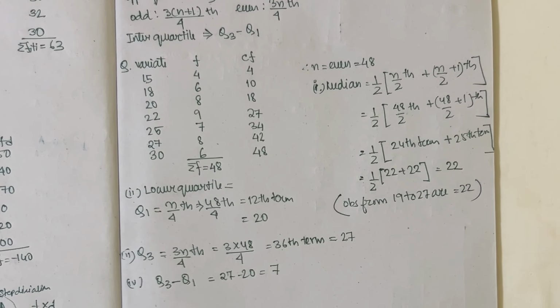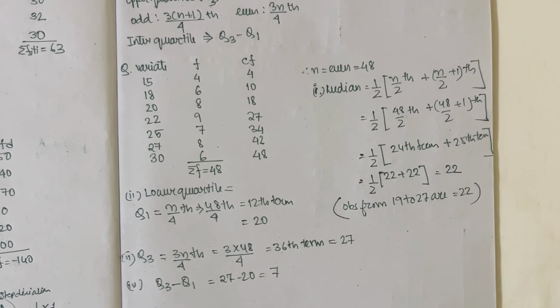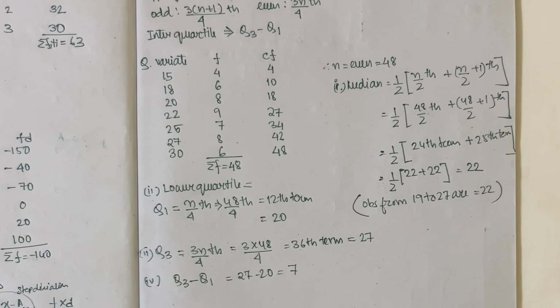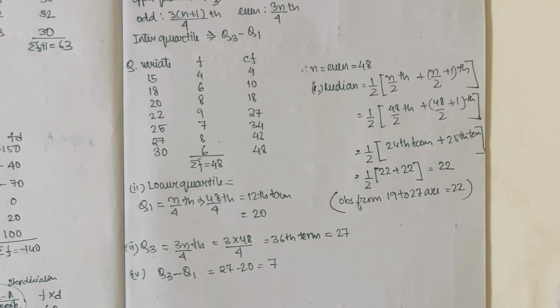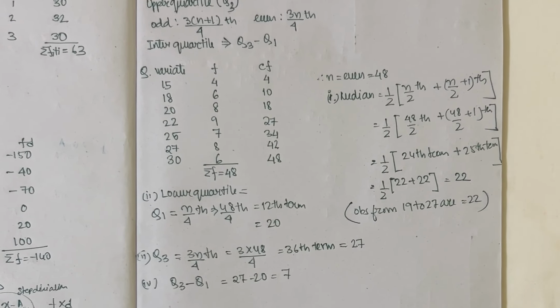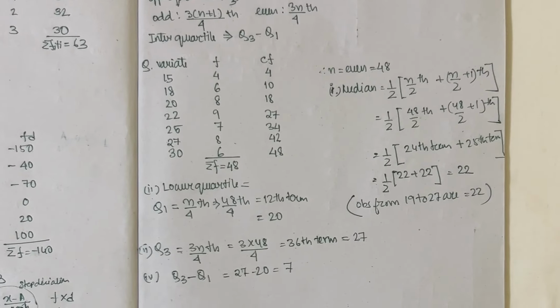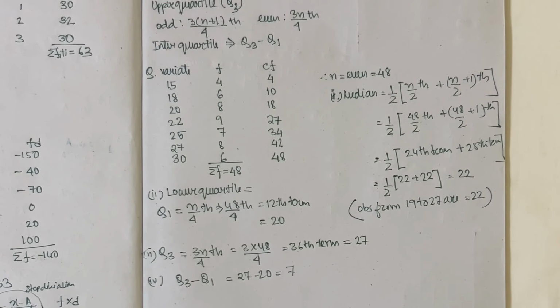Now for the lower quartile, even formula, n by 4, that is 48 by 4, that is 12th term, that is 20. Now Q3, that is 3n by 4th term, that comes to 36th term, 27. Interquartile range means 27 minus 20, that comes to 7.